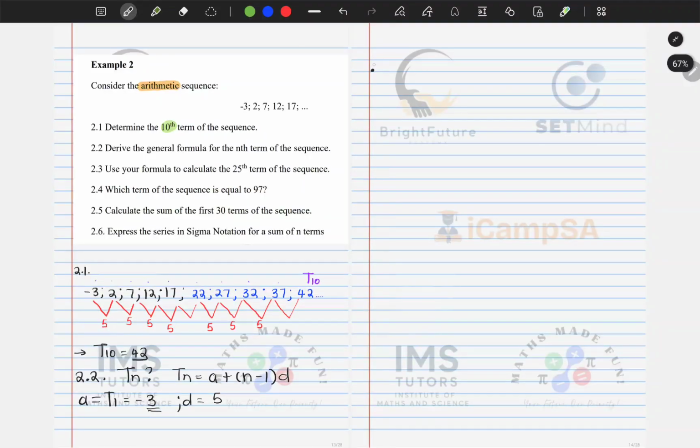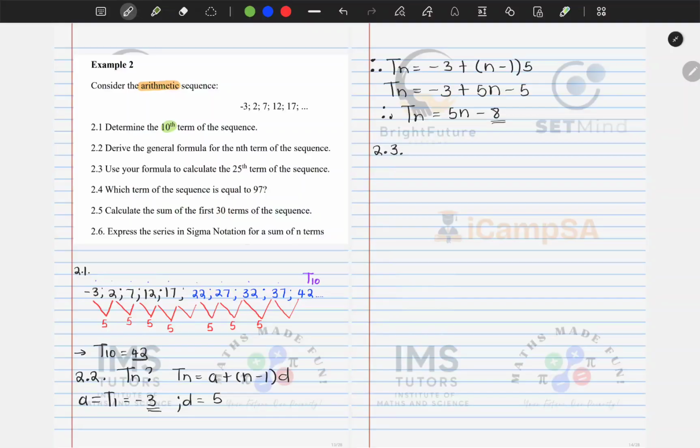So what does this mean? It means we can go ahead and find our Tn. It will be negative 3, that is our a, plus n minus 1 times d, which is 5. And you will see that our answer Tn will just be minus 3 plus 5n minus 5. And what you will see is that our final answer, therefore Tn, will simply be 5n minus 8. Okay, that becomes our answer for 2.2. Let's go to 2.3.